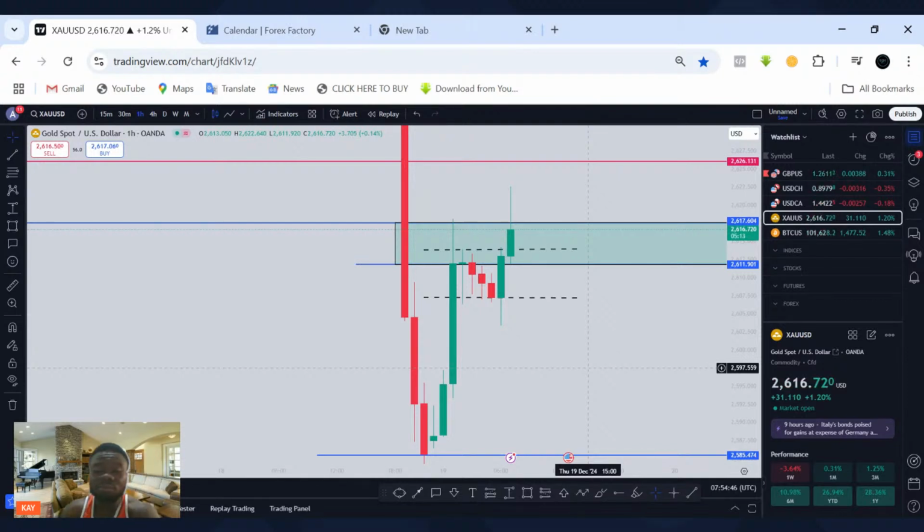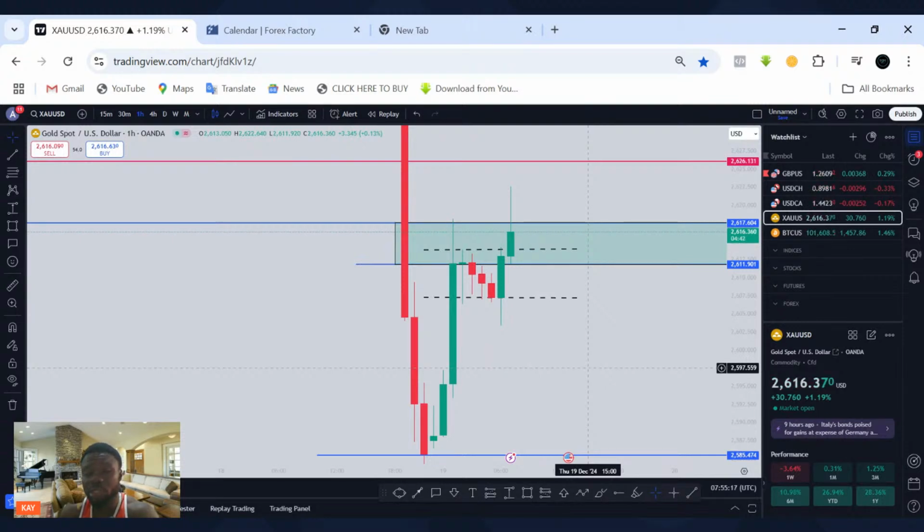But if the setup is not that strong, as in most of your confluences, most of the things you normally look at before you execute a trade, maybe one or two things are not within. That is when you categorize or grade it as a B setup. You get it? That's when you grade it as a B setup. But if a setup contains all your confluences, all the things you look for in a trade.